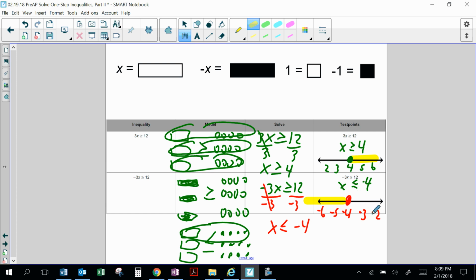If you had not reversed it, you would have highlighted negative 3. Negative 3 times negative 3 is 9. 9 is not bigger or equal to 12.